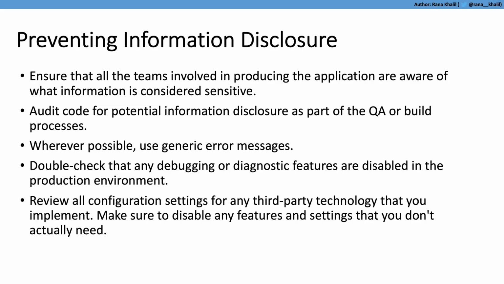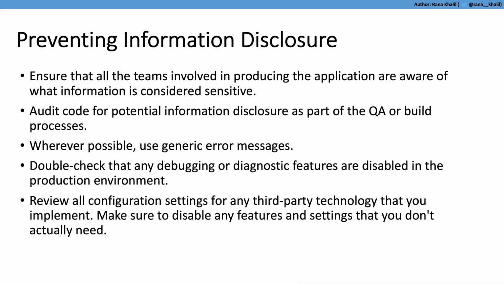And then last but not least, review all configuration settings for any third-party technology that you implement and make sure to disable any features and settings that you don't actually need. Like I said, when I see the application is using any third-party technology, the first thing that I do is go to the security documentation for that specific technology that is available online, and I see if there's any settings that I could potentially exploit.